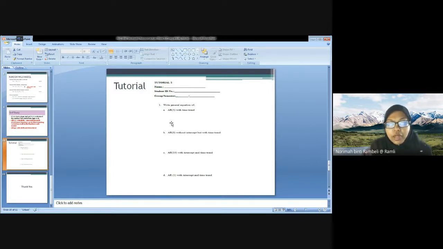Okay. And try to write the equation here and submit it when I ask you to do so. I will ask you to submit tutorial 2, this slide, within this week. Okay. So I already gave this in the Telegram group.